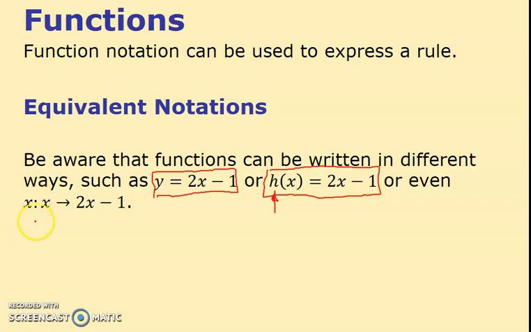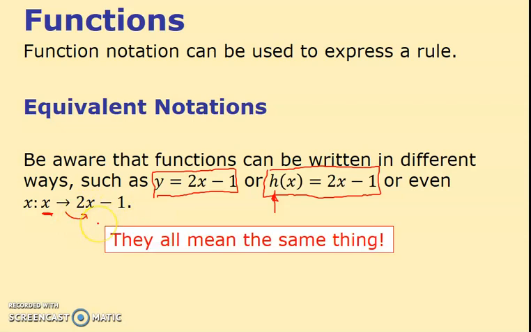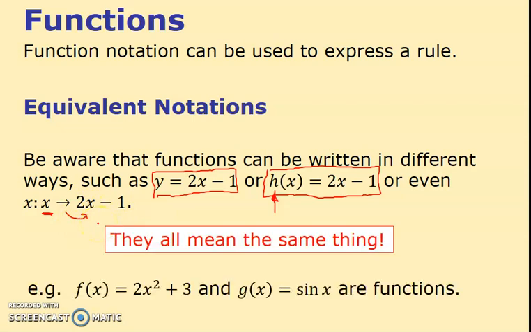And sometimes you even get daft ones like this. You'd say this: x is such that x becomes 2x minus 1. x is such that x goes to 2x minus 1. So in other words, if I put this number in, then what pops out of my function is 2x minus 1. If I put 4 in, 2 4s are 8, minus 1 is 7. So this is just different ways of writing the same thing.